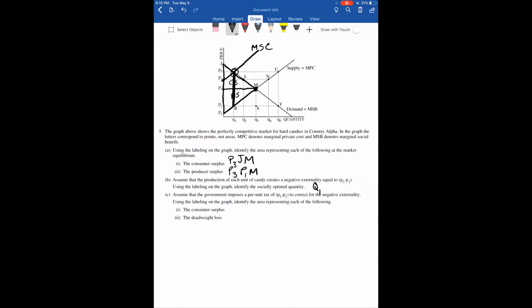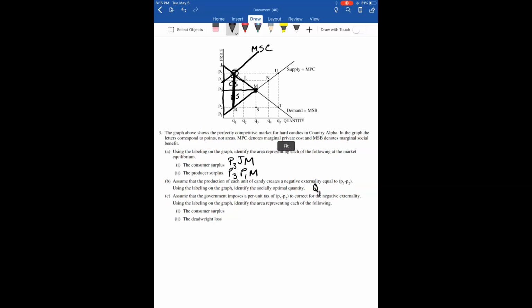And letter C says, assume that the government imposes a per-unit tax, so they're going to tax to internalize the externality, and we have to identify the consumer surplus. Well, the consumer surplus, if we taxed and this is the price, consumer surplus would be price up to the demand curve, so that would be P5, J, and K.